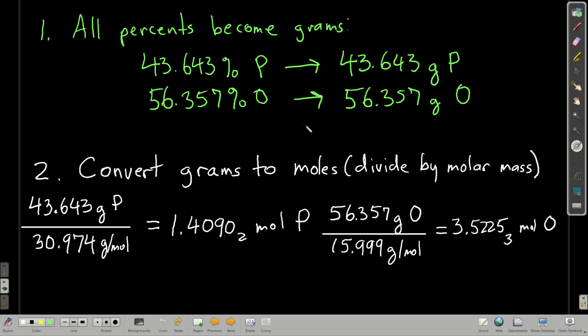Anyway, after we've done that, next step, real easy. Just take these grams, divide by their molar masses, and convert to moles. So 43.643 grams of phosphorus. The molar mass of phosphorus is 30.974 grams per mole. And that gives us this many moles of phosphorus. That many grams of oxygen divided by its molar mass gives us this many moles of oxygen.